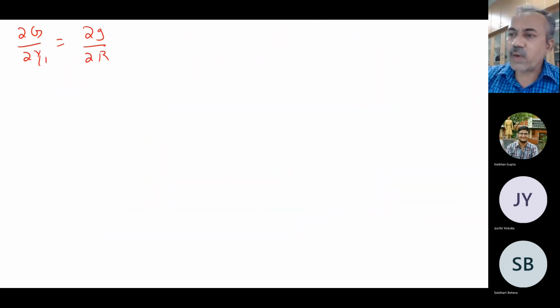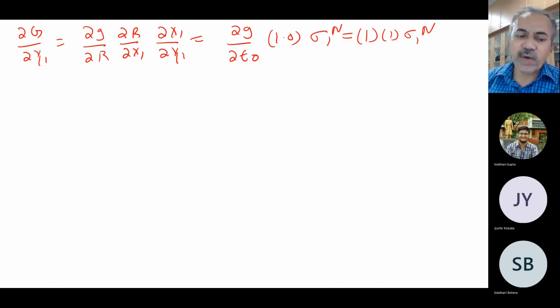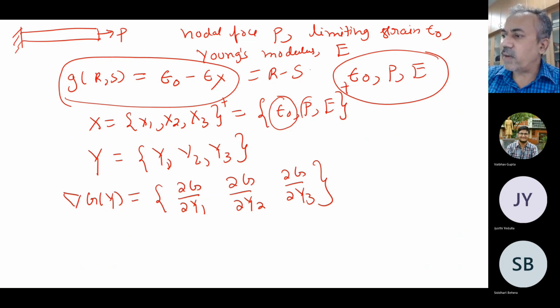Okay. So dou g by, we have written the generalized case, dou r by dou x1, and then dou x1 by dou y1. Okay. So this turns out to be dou g by dou epsilon naught, this is 1, dou r by dou x1, this is also 1, and then sigma 1 of normal. So this is the derivative with respect to y1. Now dou g by dou y2, say. So y2 comes where? So y2 is P. P will come where, in r or s?